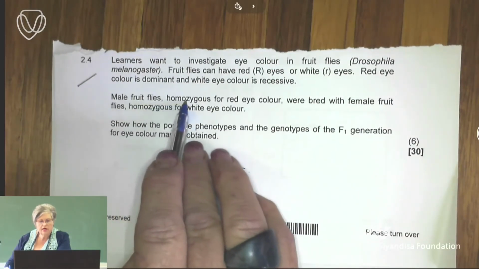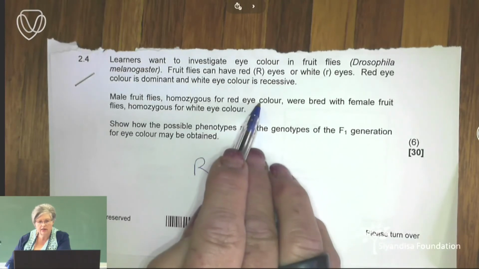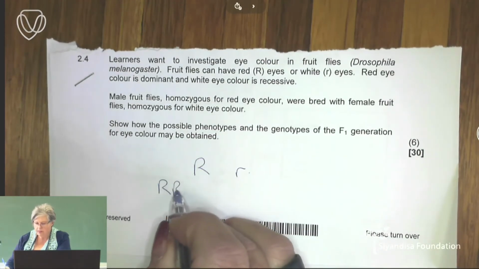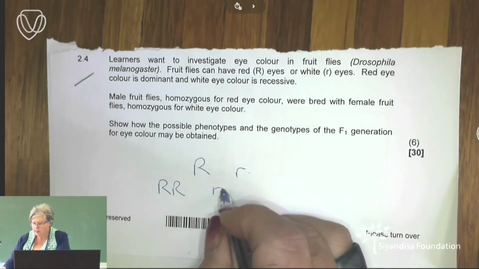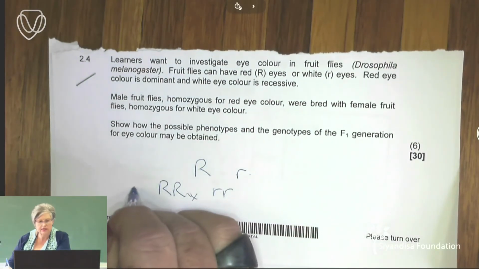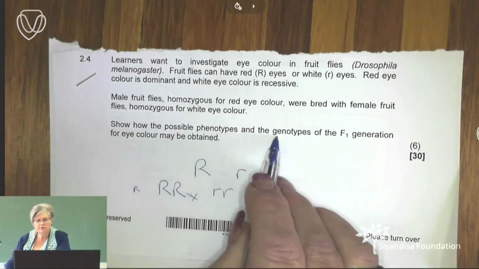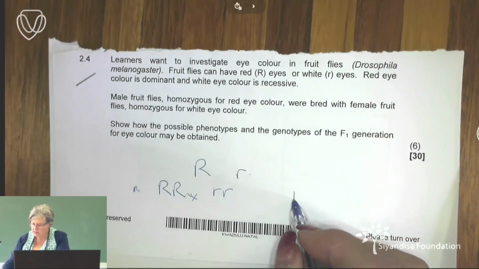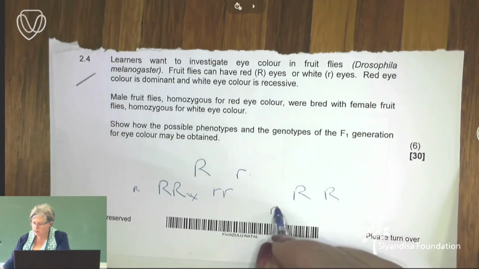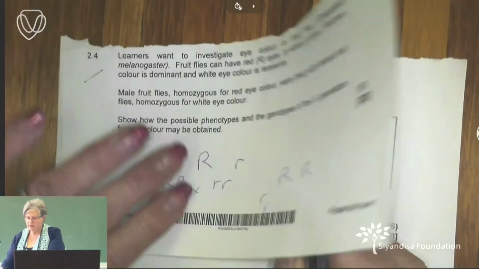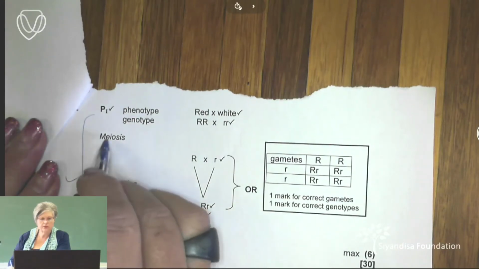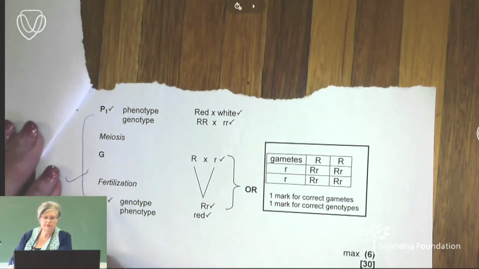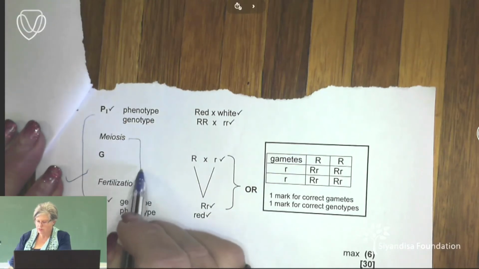Male fruit flies homozygous for red eye color, so it's big R, were bred with female fruit flies homozygous for white. So these were the original parents. Okay. Show the possible phenotypes and genotypes of the F1 generation. So you will do your genetic cross and write it out neatly. You will get 1 mark for phenotype, 1 mark for parents and offspring, 1 mark for the 2 processes.